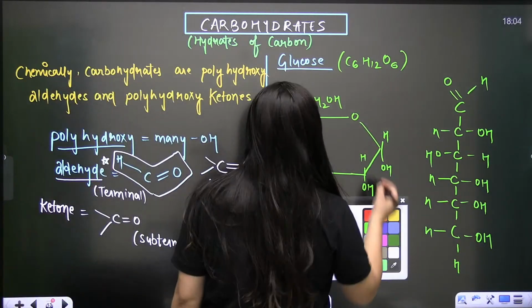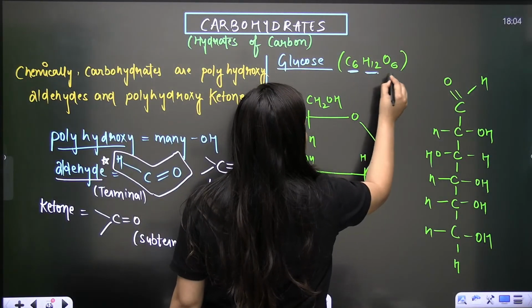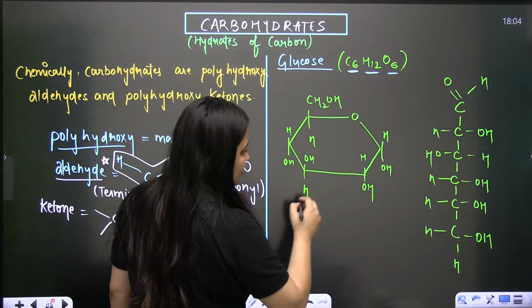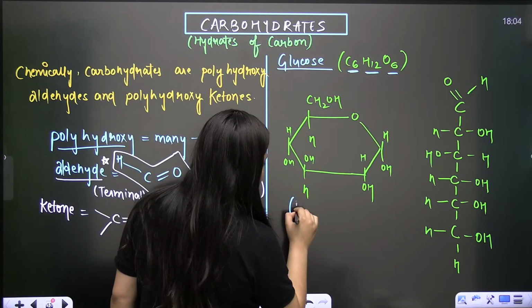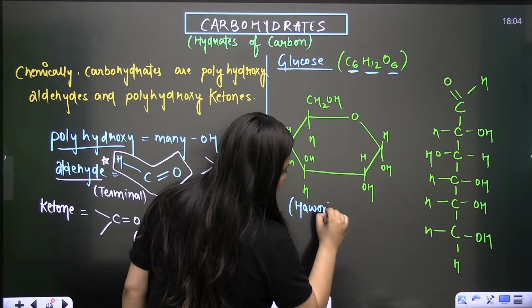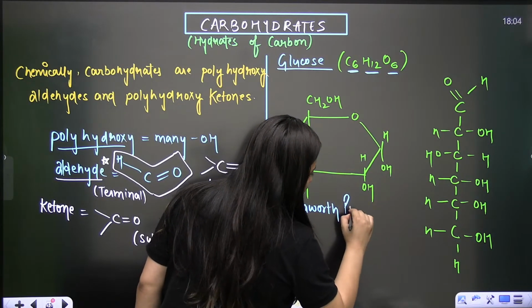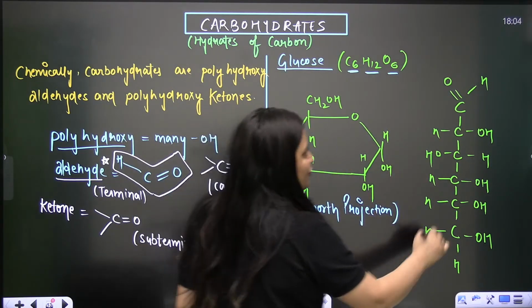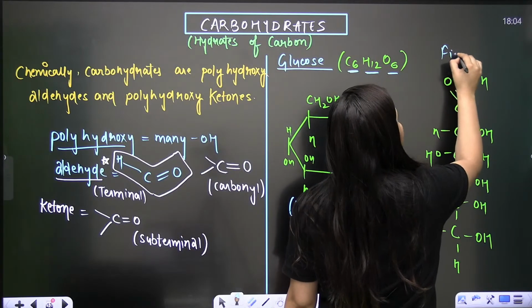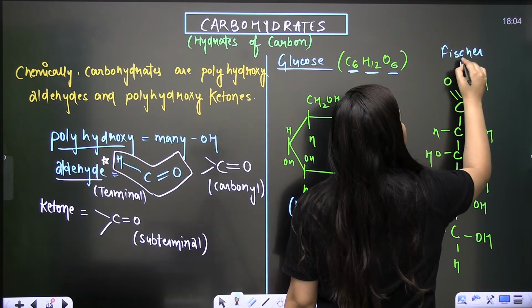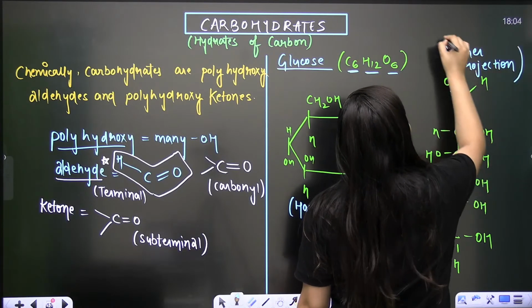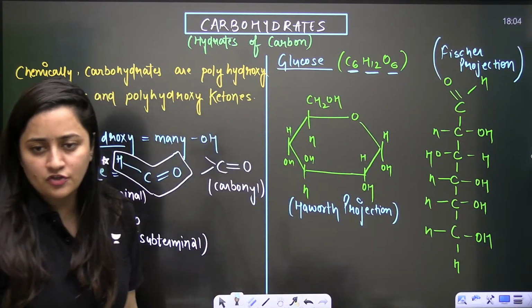So carbon number is 6, H12O6. Even in the ring form, even in the straight chain. The ring form is the Haworth projection. Whenever we say ring form, we use this word Haworth projection. And whenever we talk about the straight chain in the carbohydrates, we use the word Fischer projection. It is the Fischer projection.